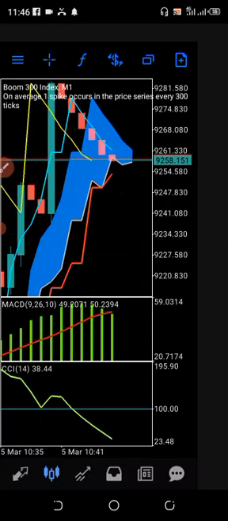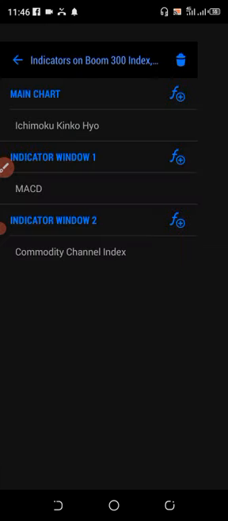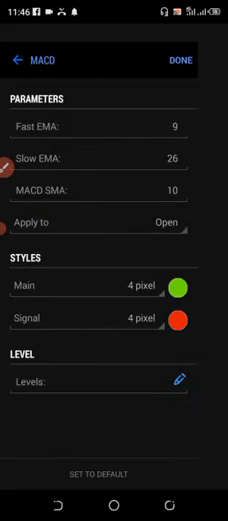All right, now the indicator window, that Ichimoku is on Windows on the main chart. Then MACD, this one is the same MACD that we are using.